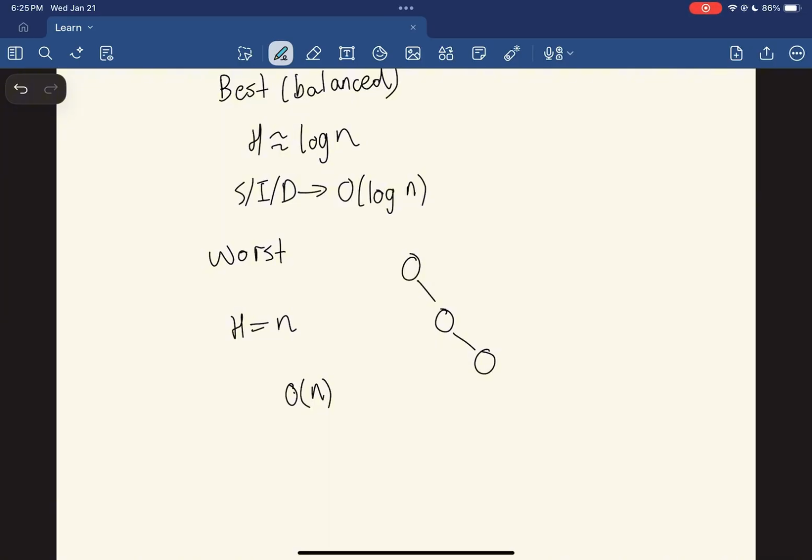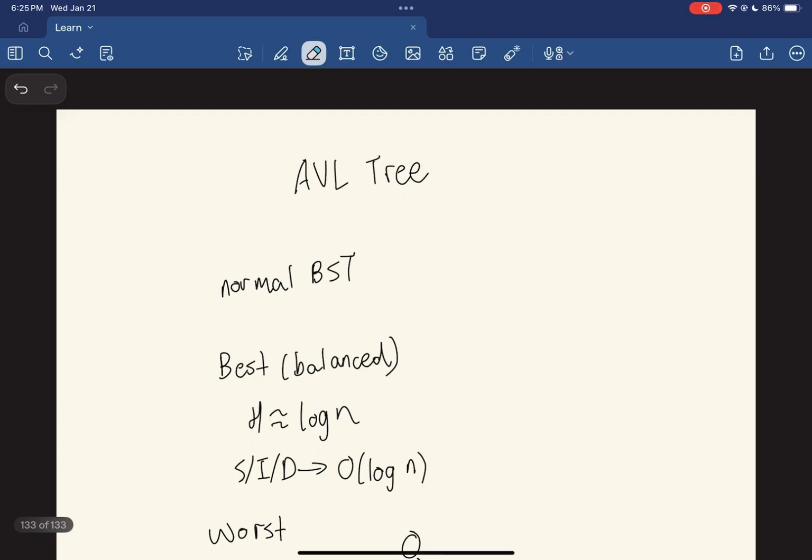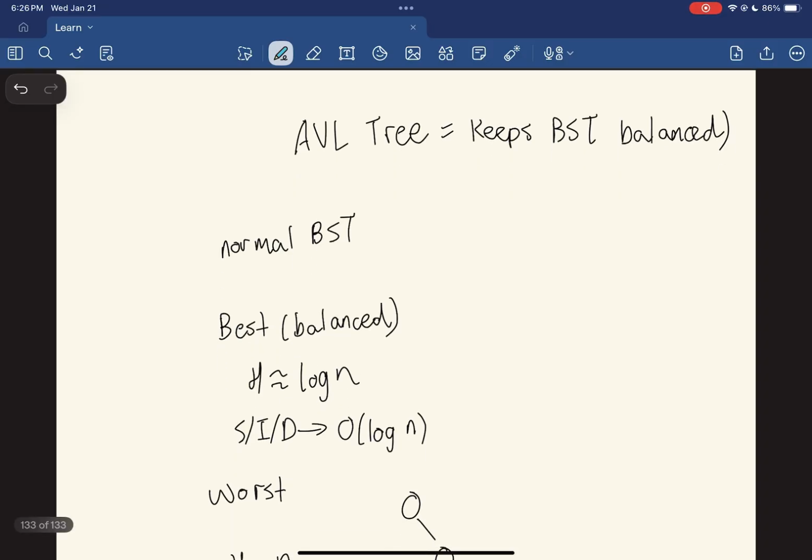So what an AVL tree does is it's a BST that keeps itself balanced as you do insert and delete. This way the height stays big O of log n even in the worst case scenario. So an AVL tree keeps the BST balanced. Basically, it's trying to keep the BST in the best case scenario as much as it can, right?